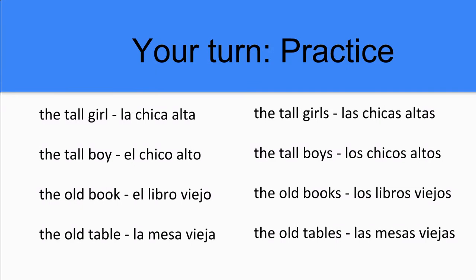Great job. Hopefully you came up with these answers. La chica alta, and in the plural forms we can see las chicas altas. El chico alto, los chicos altos.